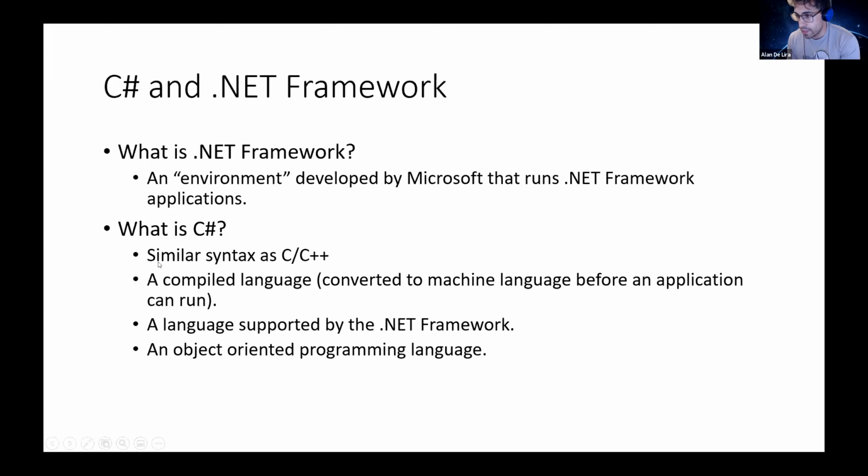And C# is similar to C or C++. If anyone has ever used those two languages, the syntax is pretty similar. It's a compiled language, meaning that it needs to be compiled into machine language before run. And it's also an object-oriented programming language. If anybody's ever used Java, it's similar to that, or any other object-oriented programming languages like Python. And I'll go into that later.